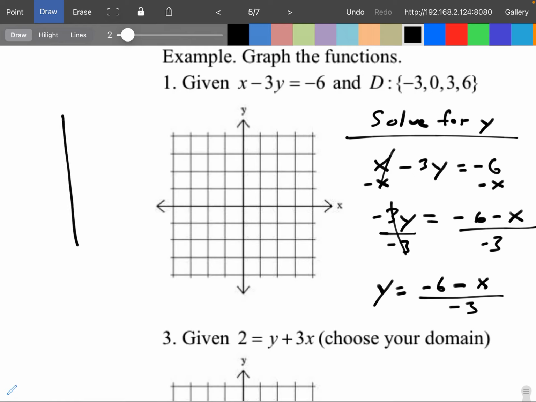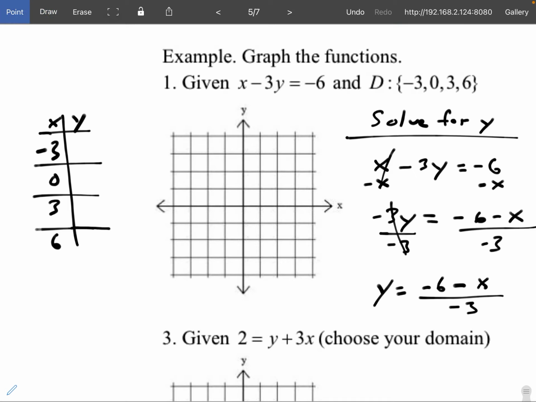So let's move over here a little bit. To get the first one, let's make a little table for this. Or maybe I should do it to the left over here. Do I got more room? Yeah, I could probably do that. So over here on the left-hand side, I'm going to make a little table. I'm going to make x and y, and plug in negative 3, 0, 3, and 6.